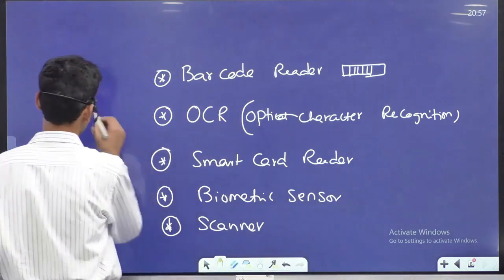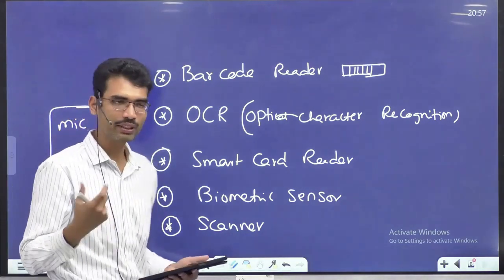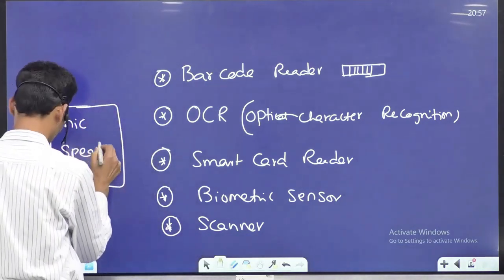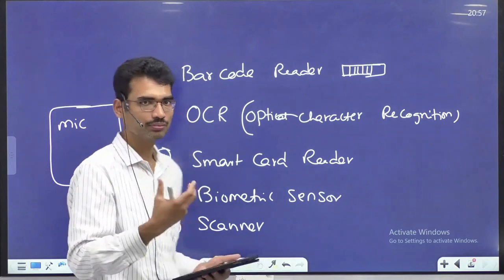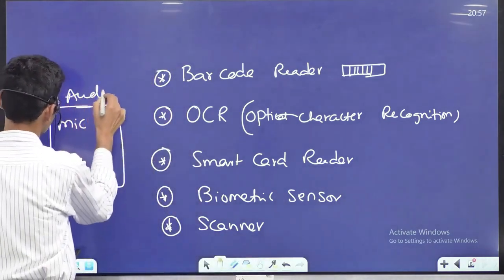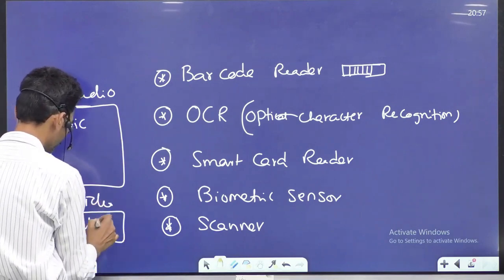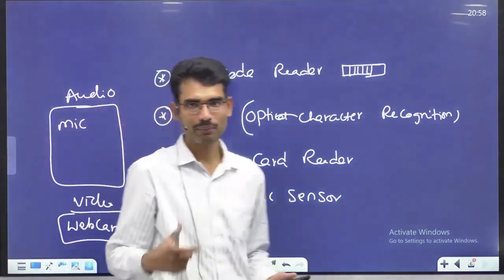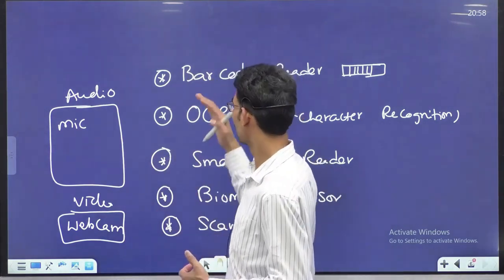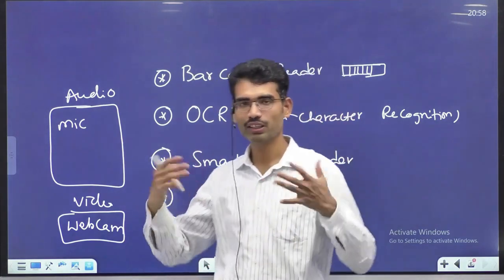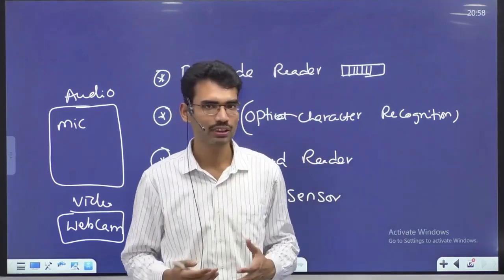If we go for a sound mechanism, microphone, mic; the speaker comes in the output, while the mic is for when we speak, audio. When it comes to video, webcam. Camera is a kind of input device, mic is a kind of input device. Now we can see different ways we can give the input: text, audio, and video also.